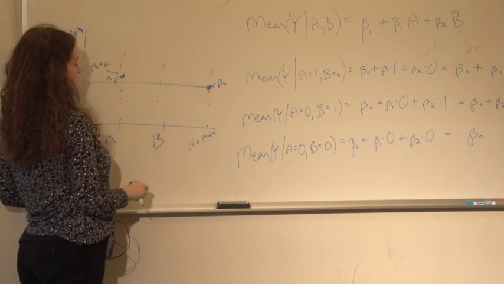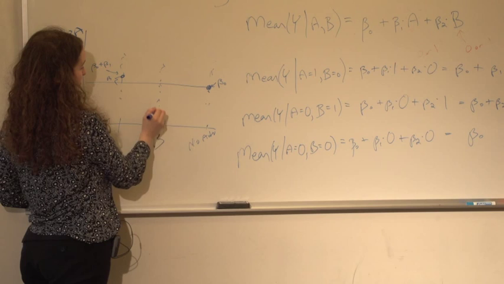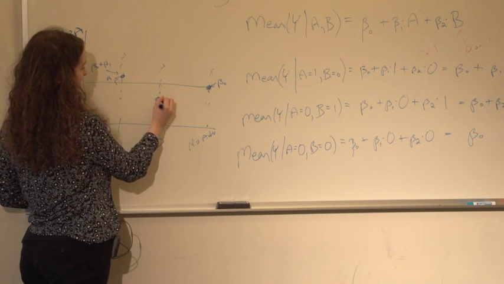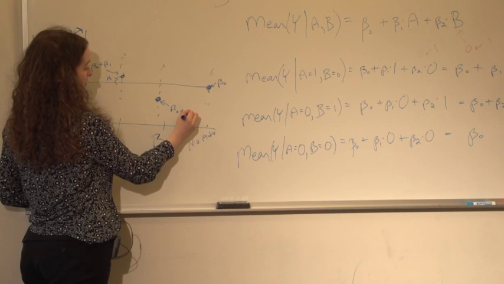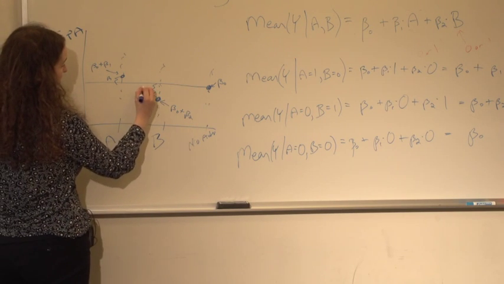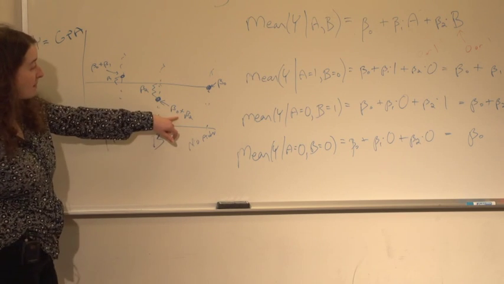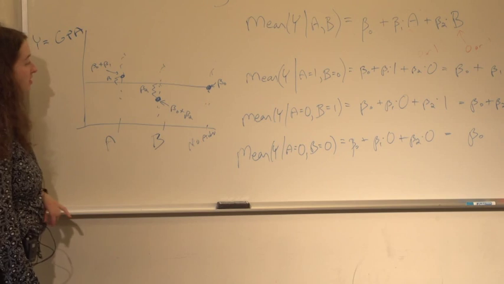Beta 0 plus beta 2 is the mean in group B. And let me add some more points so that I can draw this more clearly. So this value, this negative value right here is beta 2. Beta 2 is the amount by which the mean in group B differs from beta 0.